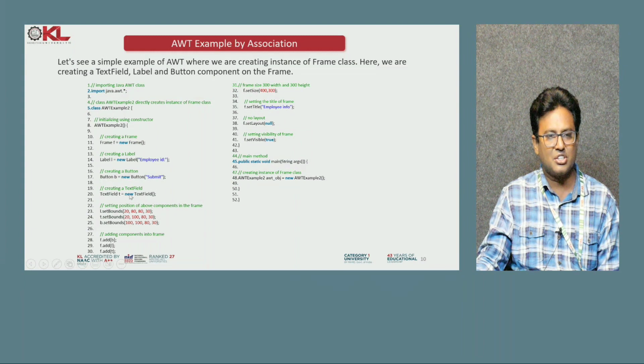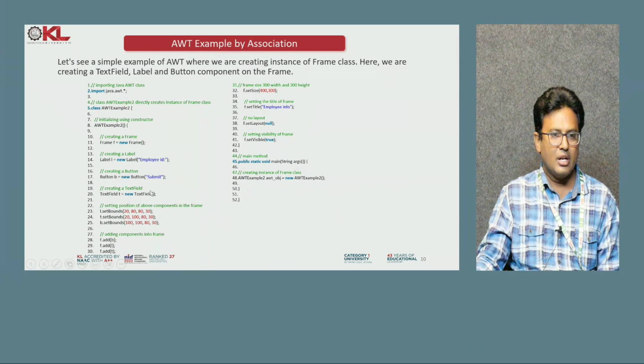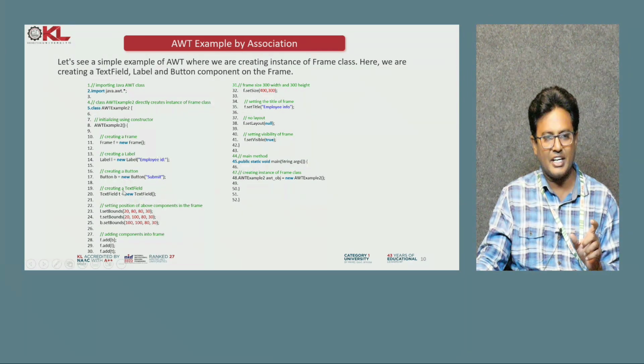Next we created the text field. In order to create the text field, we use the TextField class. Simply we created the object for the text field. Here in the text field place you are going to give the input. So label is different, text field is different. Label simply displays the text, you cannot edit it, whereas the text field can be edited.